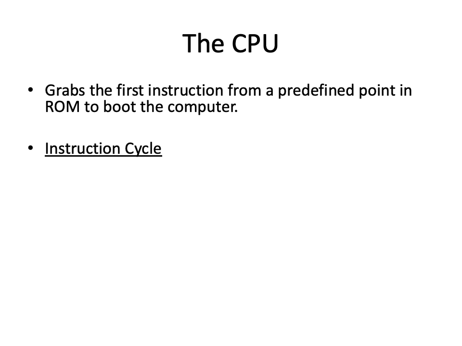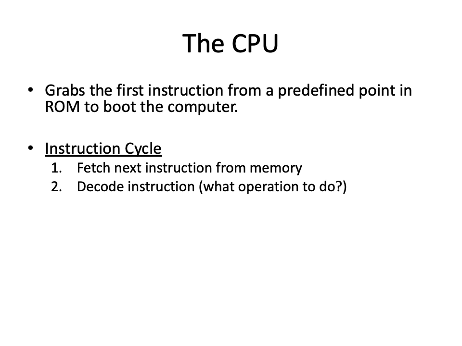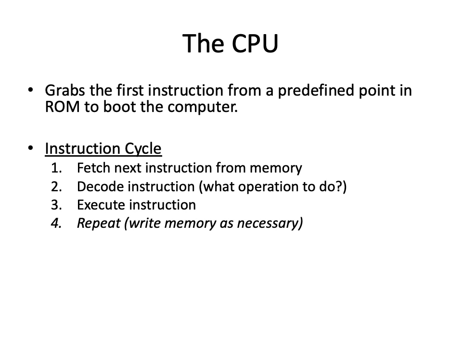Now, when the CPU runs, there's what we call a pipeline of instructions that the CPU is going to do, like a stream. So the cycle is basically as follows. It fetches the next instruction from memory. It decodes the instruction, trying to figure out, okay, what does this actually mean? What do I need to do as a result of this instruction? And then it executes the instruction, and then repeats. So it will basically keep doing this on and on.